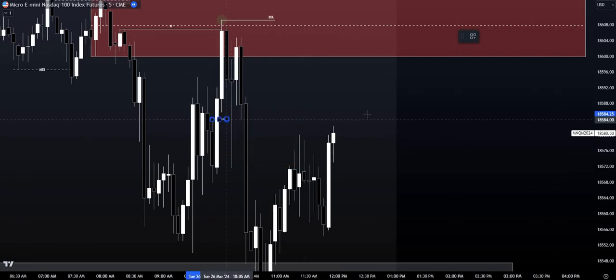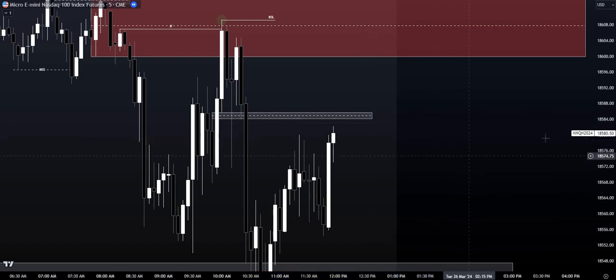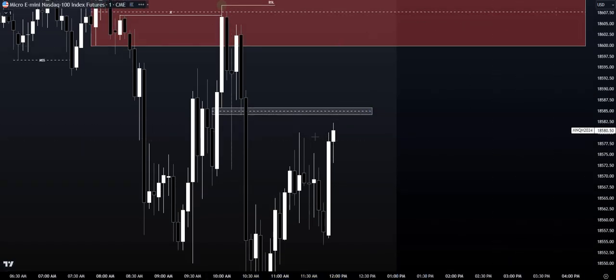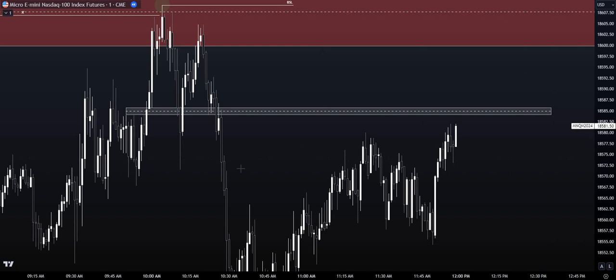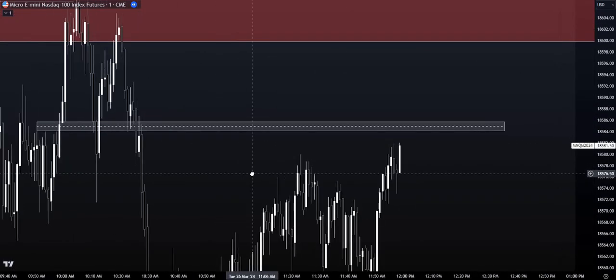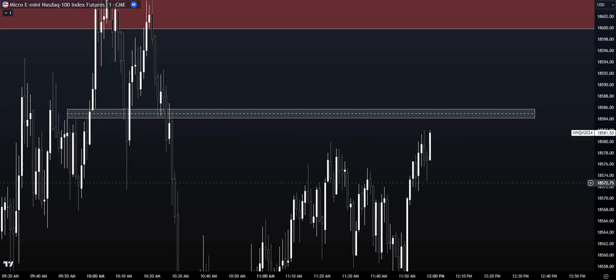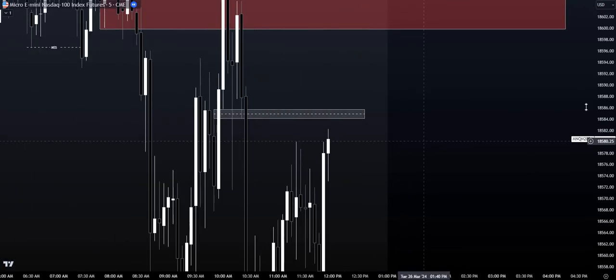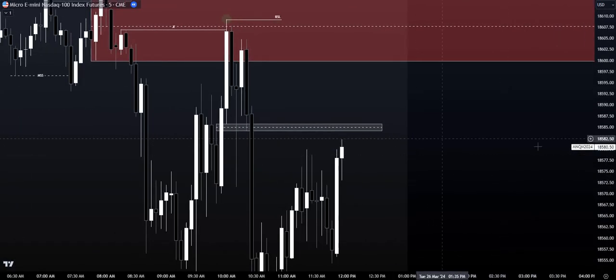There is an inverse fair value gap here that we can use for our draw on liquidity for a short. So this is what I'm talking about, adapting to the market and paying attention to what the market is trying to do. If you're stuck on this 1-minute time frame, you're not going to know what price is going to do. That's why you need to constantly go through different time frames to see what price is drawing to, what price is trying to do.